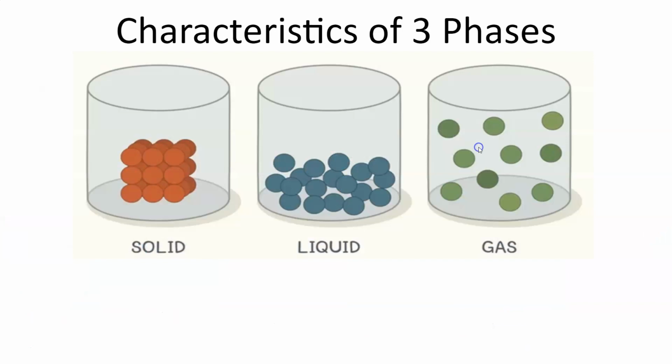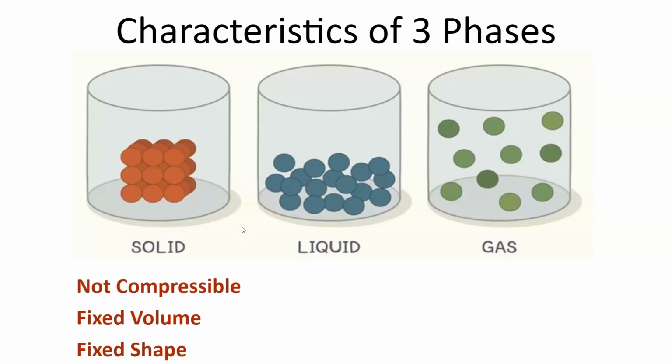Now, even though this fourth state of matter is important, we're going to focus really on solids, liquids, and gases in this class. So what are the characteristics of solids, liquids, and gases? Well, just looking at the images, you can see that the solid particles are really close together, and the liquid particles are a little further apart, and the gas particles are really far apart. You would also notice that the gas particles pretty much take up the entire container, whereas the liquid and solid particles do not. So what exactly does this mean?